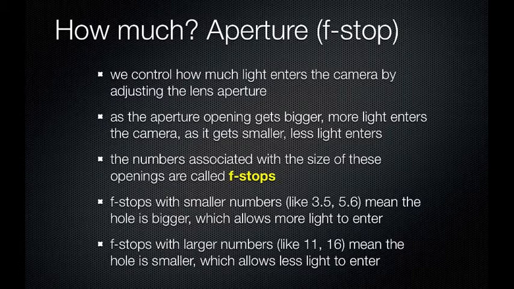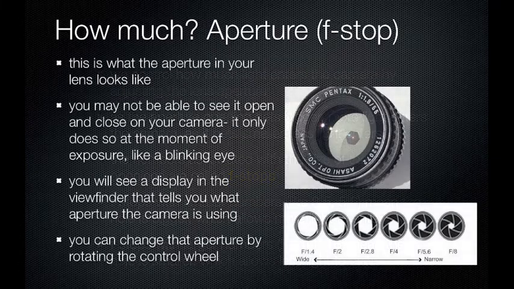F-stops with larger numbers like f11 or f16 mean the hole is smaller, which allows less light to enter. This is what the aperture in your lens looks like. You can see it's multiple metal blades inside the lens between the pieces of glass. And by turning a ring on the lens or a dial on your camera, you can make that opening larger or smaller.